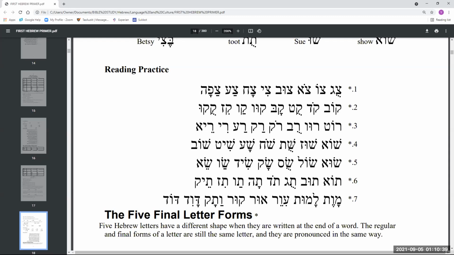Remember, this consonant here is taking on the sound of that vowel. So we know that shin is a sh sound by itself. But when it takes on that vowel sound, and we know that kibbutz sounds like an ooh, so shoe, shoe, and then combine it with the next consonant. So we got shoot, shoot.